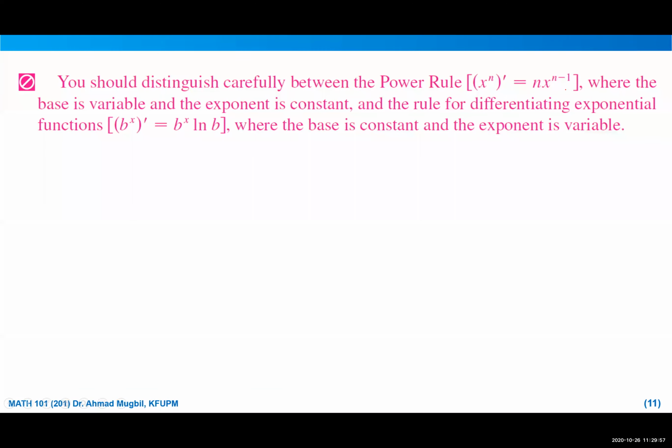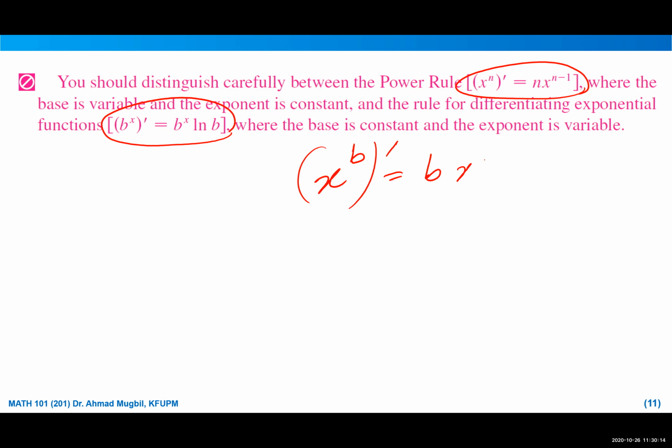Be careful, don't mix up between the power rule and the exponential rule. So when you have x to the power b, the derivative will be b x to the power b minus 1. But when you have b to the power x, this will be b to the power x times ln b. So it is important to ask yourself, what is the base and what is the exponent?